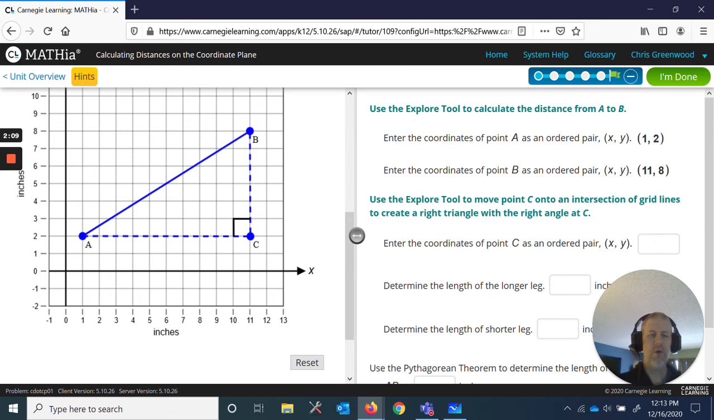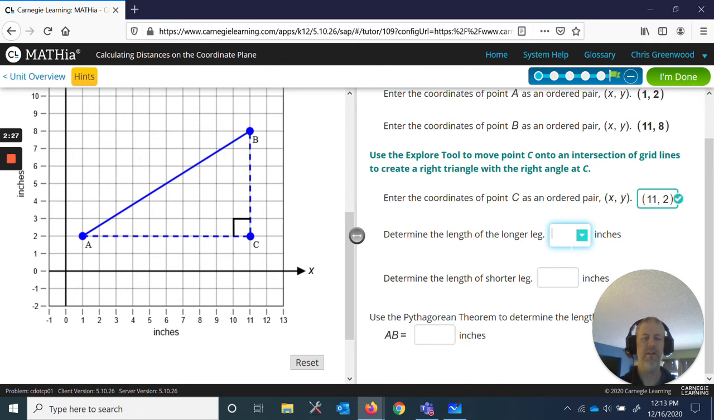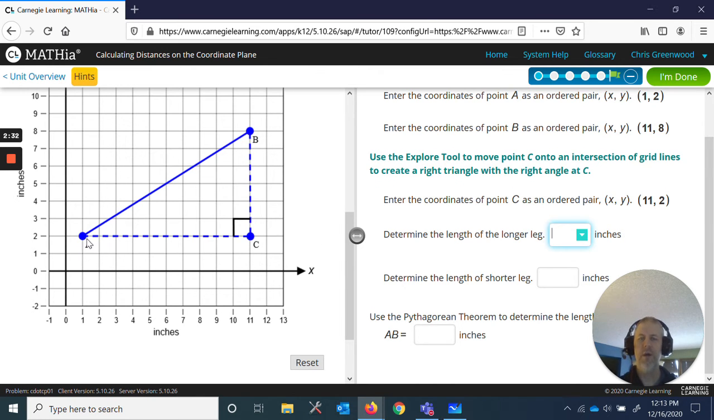So coordinates of point C, I know C right here. From (0, 0), I'm going to go over to 11 and then up 2 units. You can follow the scale or you can count them over. So that's (11, 2). I'll scroll so my face isn't in the way. Determine the length of the longer leg. Now's where we get into our Pythagorean theorem. The longer leg looks like AC to me. It looks like this leg is longer than that one. And remember, this is the hypotenuse. So AC and BC are the two legs. Which one's longer? From A to C, from B to C, it looks like this one.